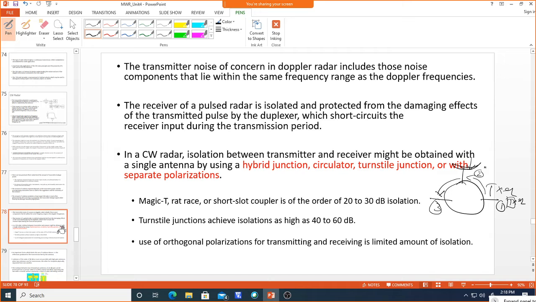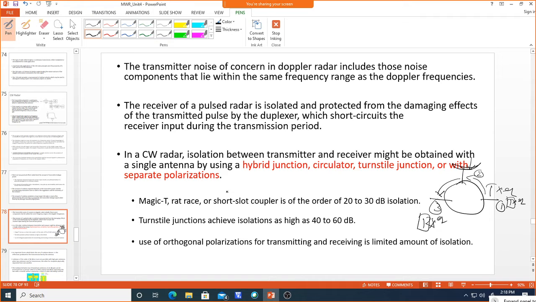So whenever you transmit, you put the transmitter at port 1 and it transmits, and whenever you receive the signal at port 2, it goes to port 3, where you connect the receiver, so that proper isolation between transmitter and receiver happens. Like this we can use the circulator and also other junction devices, the waveguide devices, and isolate properly between transmitter and receiver.